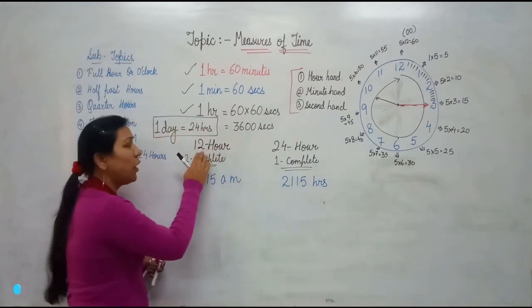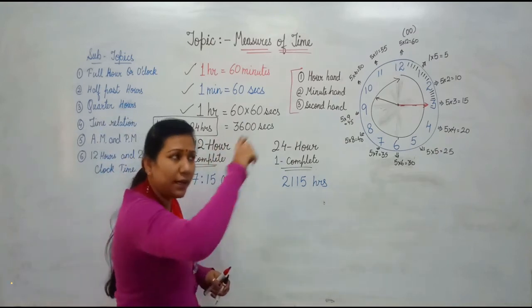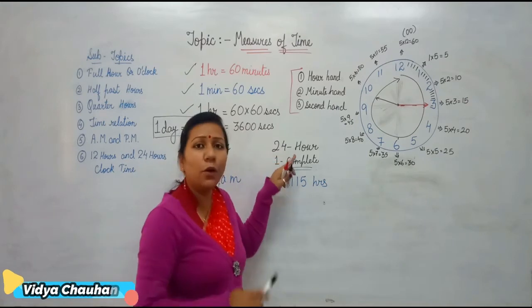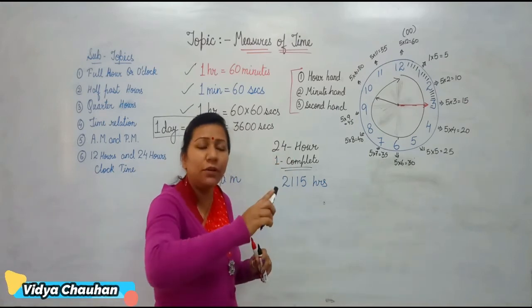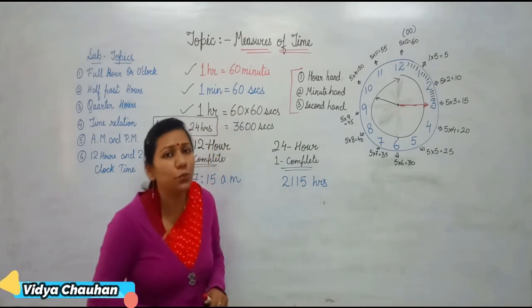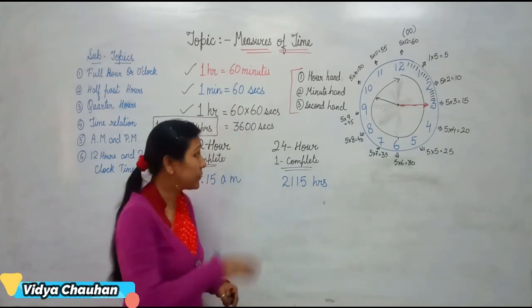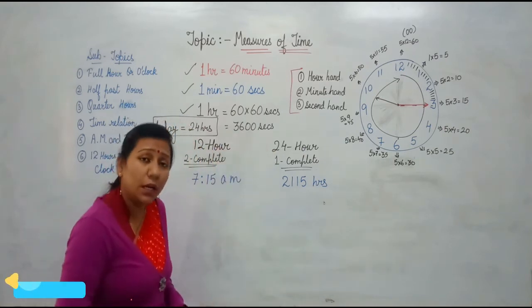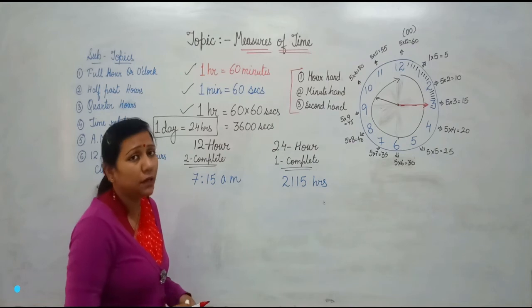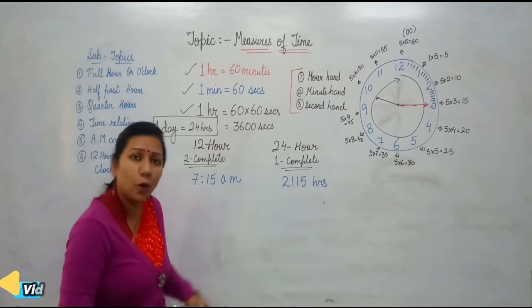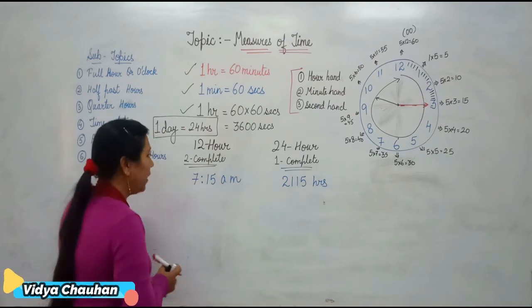So in 12-hour clock we count from 1 to 12 and then again 1 to 12, whereas in 24-hour clock we count 1 to 12, then 13 to 24, and after 24 it starts again with 1 onwards. So this is the relation between the 24-hour clock and 12-hour clock. We will discuss some questions related to them right now.